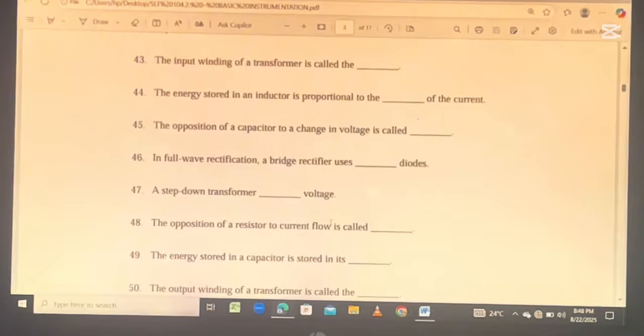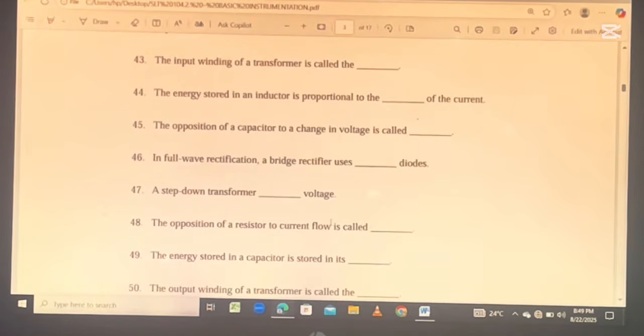Now, number 45, the opposition of a capacitor to a change in voltage is called dash. When a capacitor opposes changes in voltage, what is that phenomenon called? It is definitely called capacitance. Aside from the fact that capacitance is the ability of the capacitor to store charges, it is also the opposition of the capacitor to change in voltage.